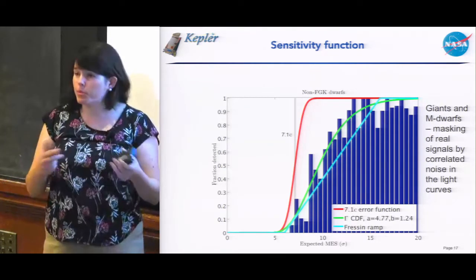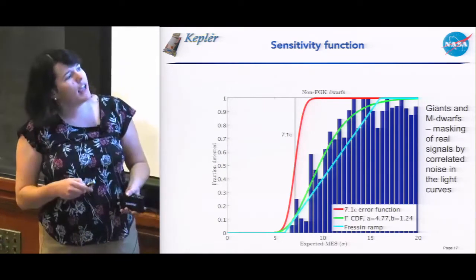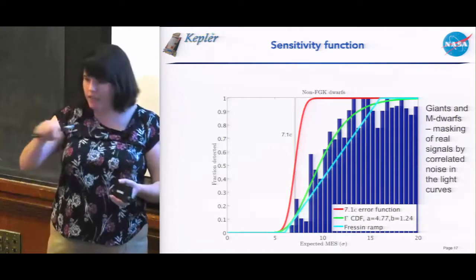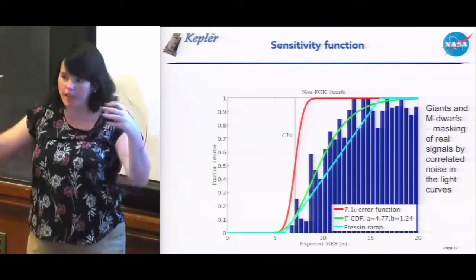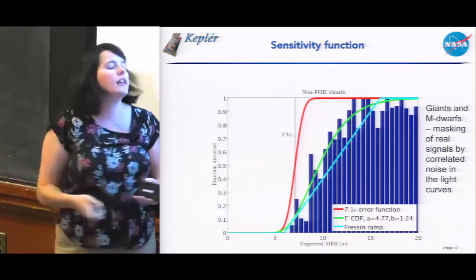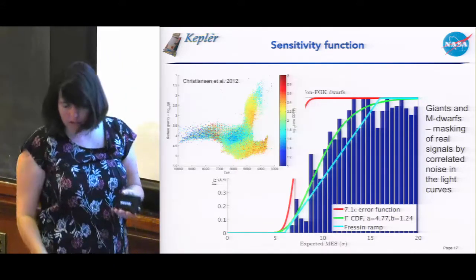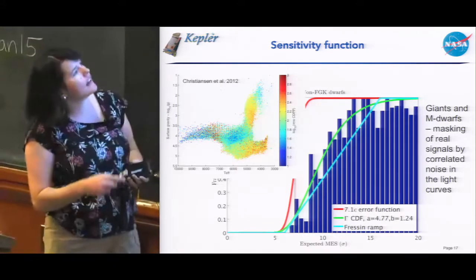The point-to-point noise is more predictable, is what I'm trying to say. And what that means is when you're looking for transits, it's easy for the real transits to be masked by features in the data that are correlated and look like transits. So this is just to show the noise properties of the stars.